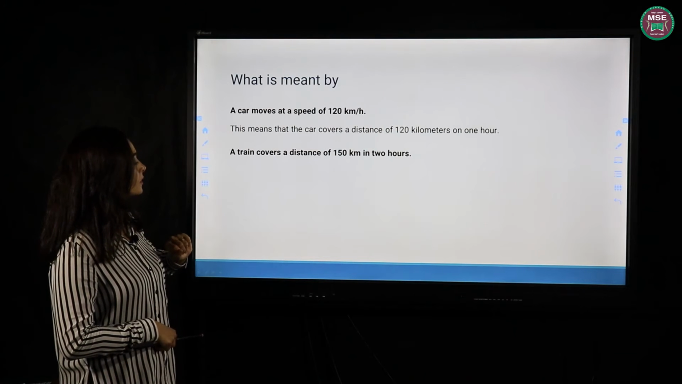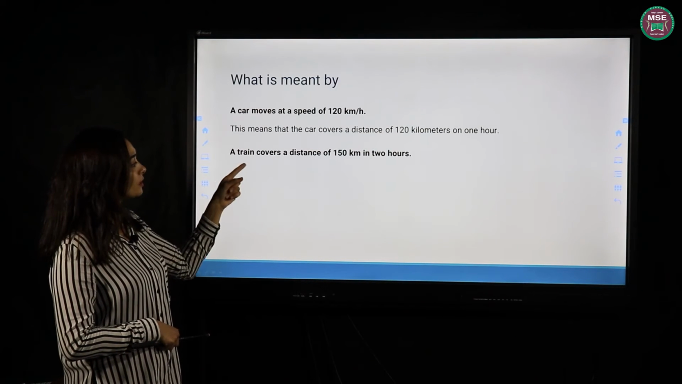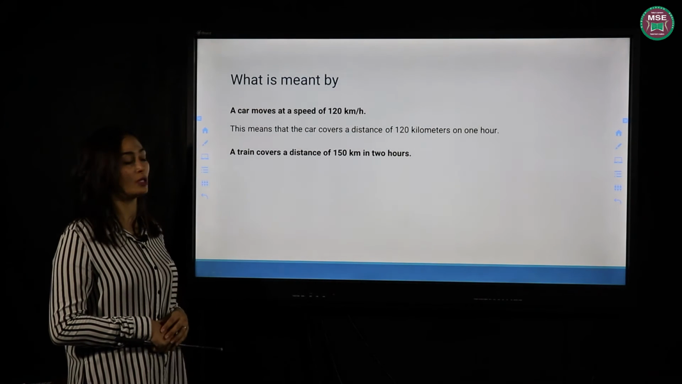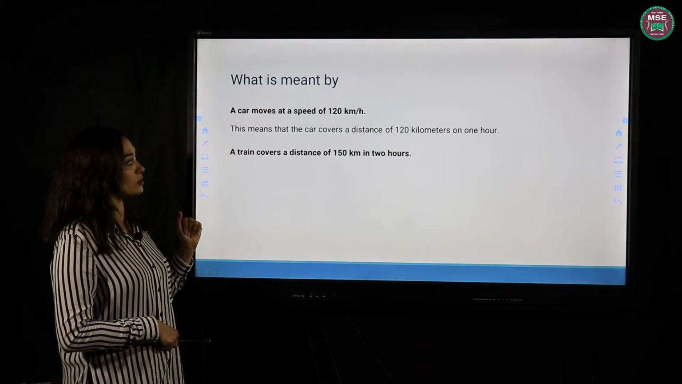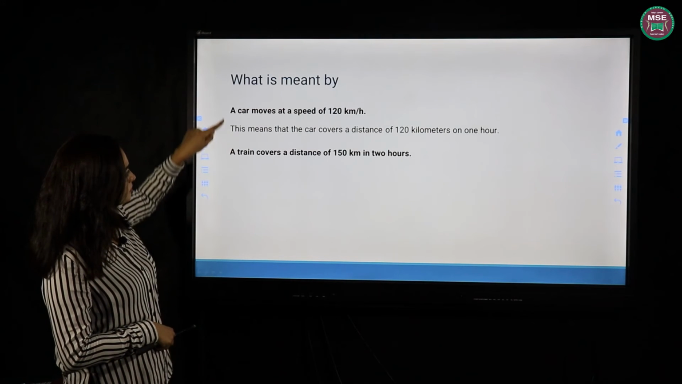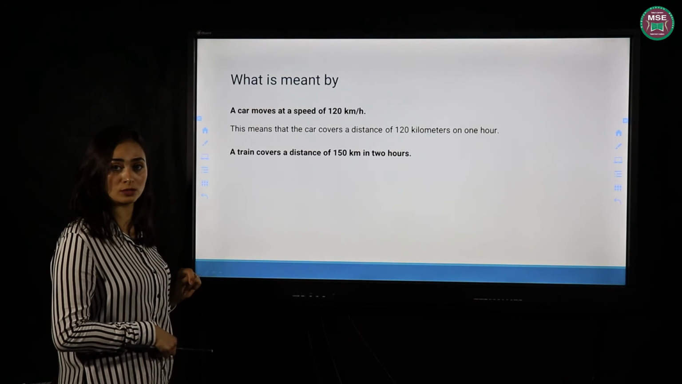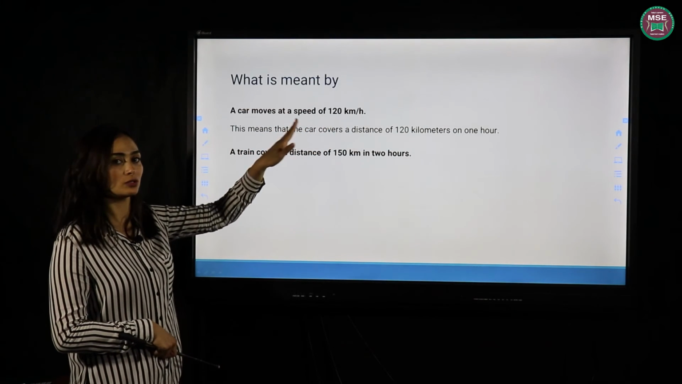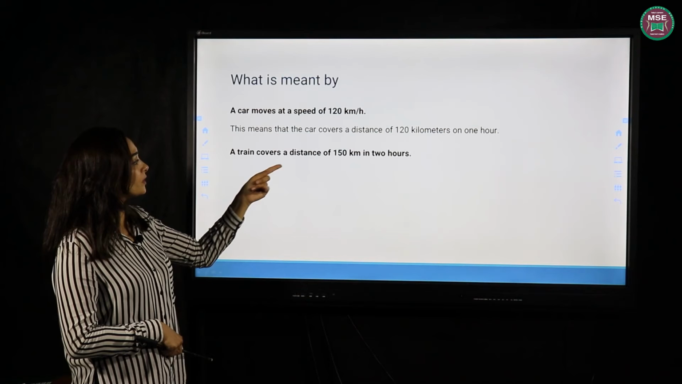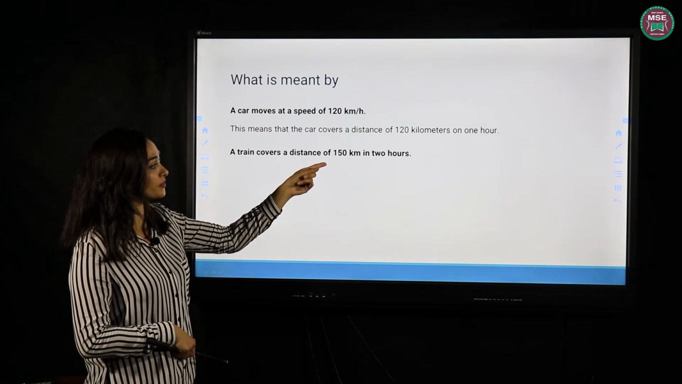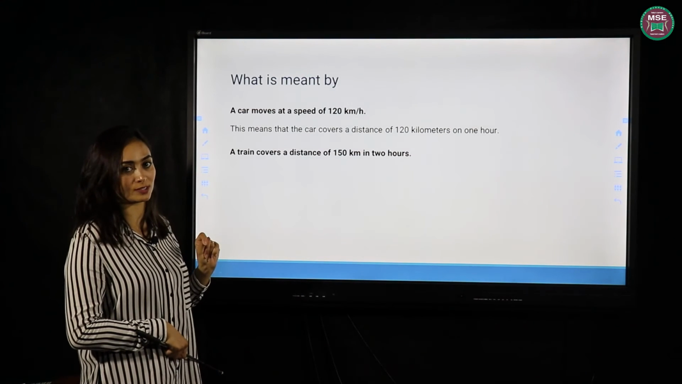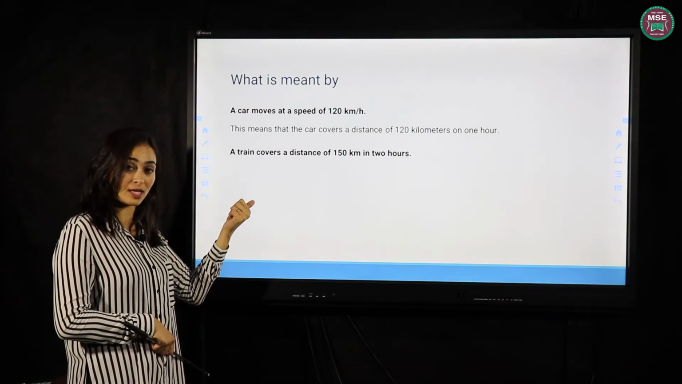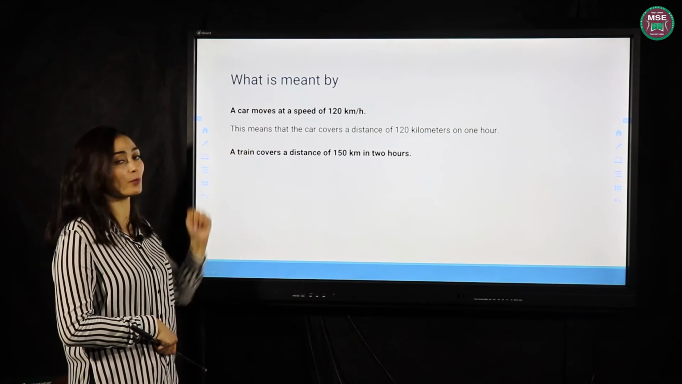Next question. This is another type. A train covers a distance of 150 km in 2 hours. From this question, can you tell me the difference between the first question and the second question? The first, speed equals 120 km, direct. While the next one, distance of 150 km in 2 hours. So here we have to calculate first the speed and then we answer what's meant by question.